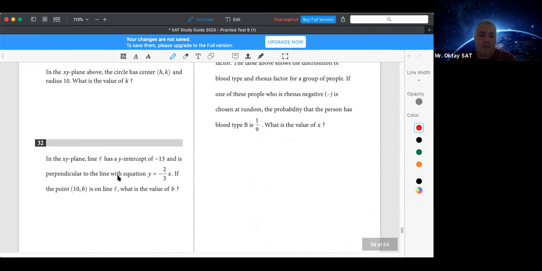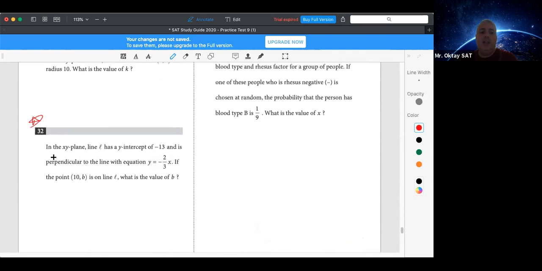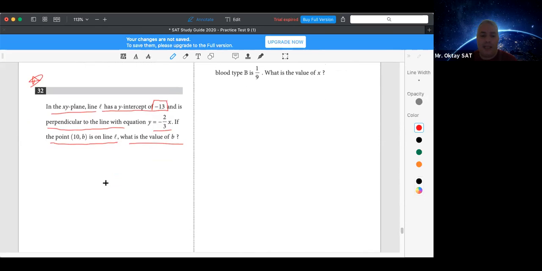Yeah, important question. It's a good question. In the XY plane, L has y-intercept negative 13, and it's perpendicular to the line with this equation. If the point (10, B) is on the line L, what is B? Oh, it's a little bit complicated. So let's go one by one. We have line L, okay?